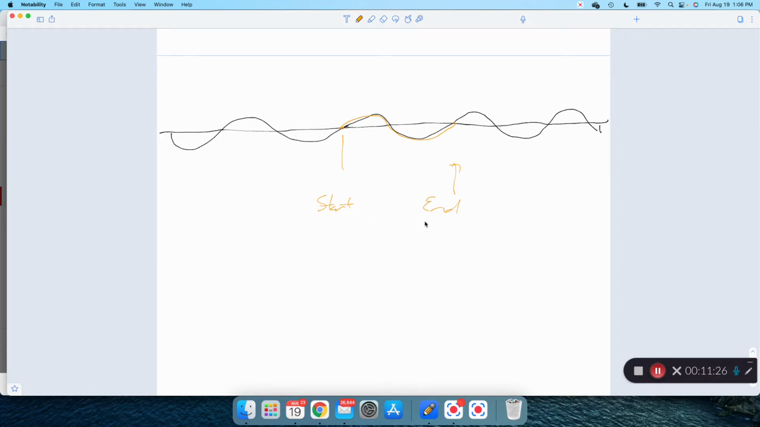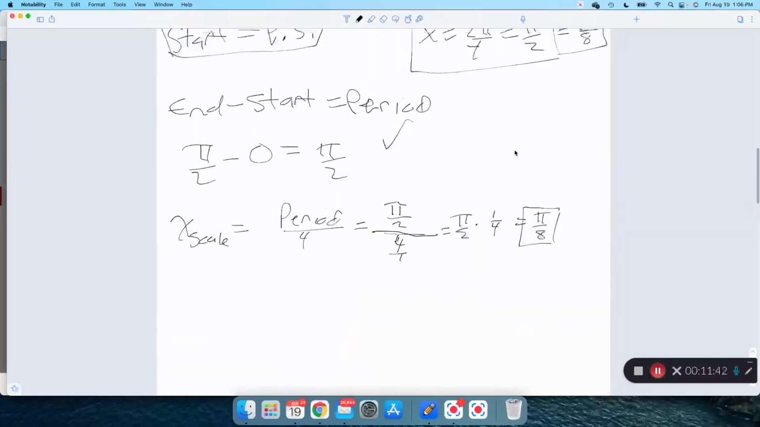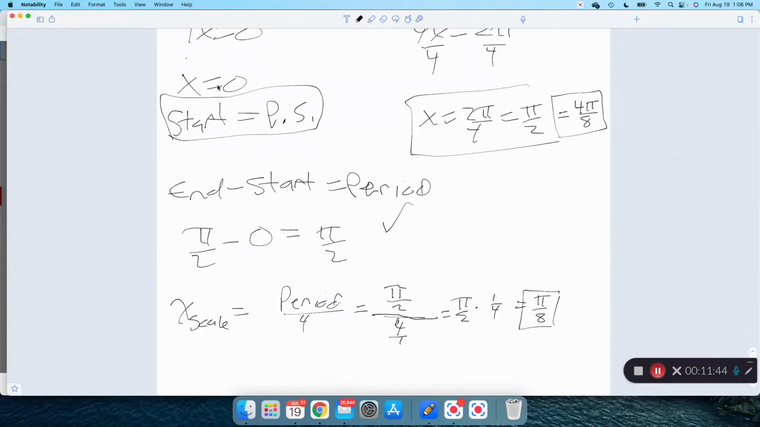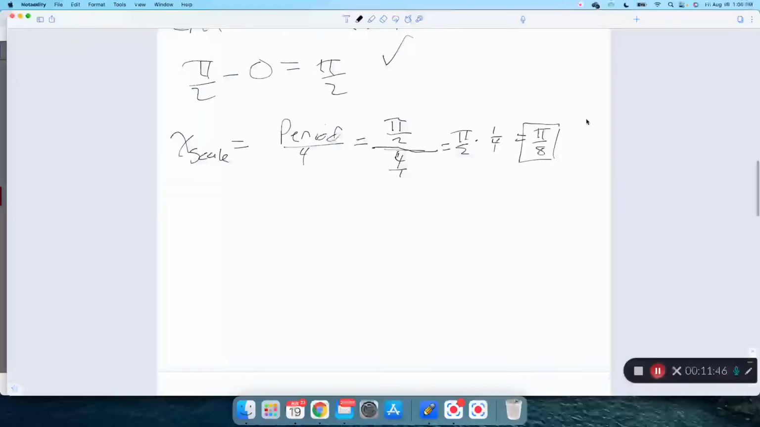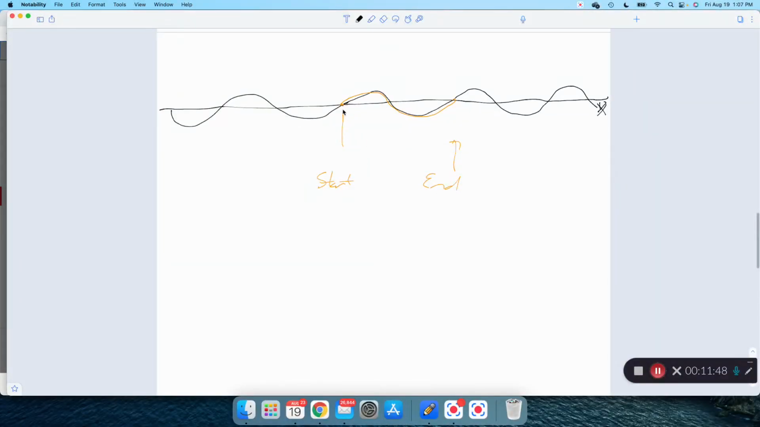Because I know what the graph of sine looks like. If you don't know what the graph of regular old sine looks like, you don't know how to do this. Okay, I know what numbers to put there. Back a little too far. There's my x-axis. I know what to put there because I figured it out. Start is 0, end is 4 pi over 8. So this is 0, and this is 4 pi over 8.